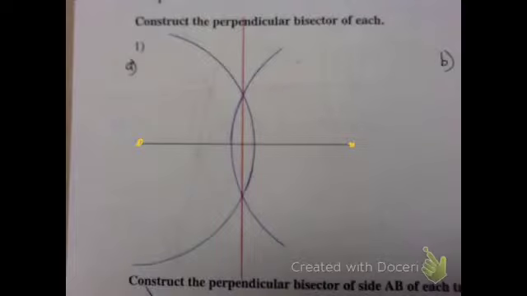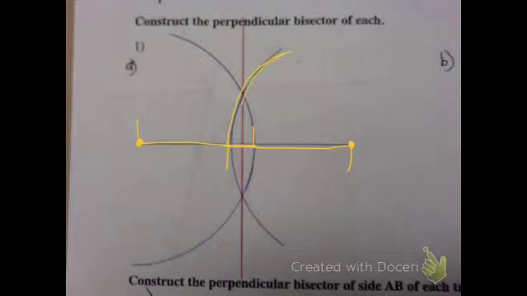You're going to put your compass on your endpoint, and then get a radius that goes past halfway. You have to guess about where halfway is and go past that. And then you make an arc with that radius. And you need to use that same radius, this length, when you come over here and draw your other arc. So this distance is going to be the same as this distance.